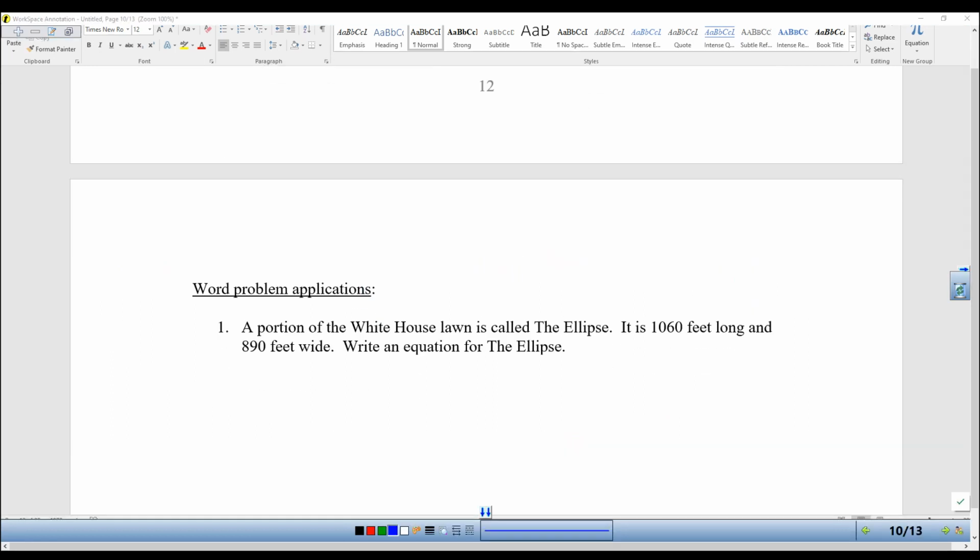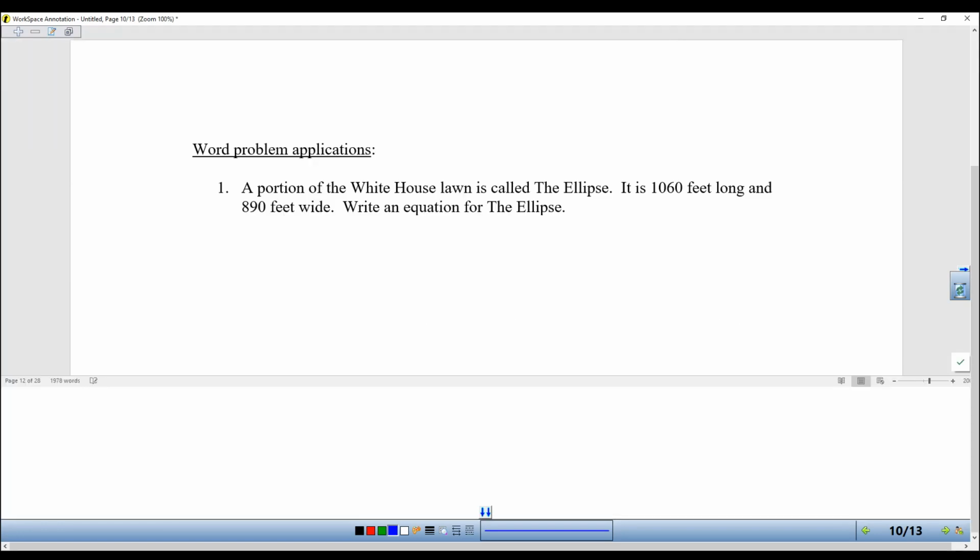All right, we got a couple word problems here. So a portion of the White House lawn is actually called the Ellipse. It is 1,060 feet long and 890 feet wide. So this is going to be 1060, and in this direction, it's going to be 890. So these two numbers are actually not really that helpful to me. I really want them in half. So 530 and 530, and then 890, if we cut it in half, is going to be 445 and 445.